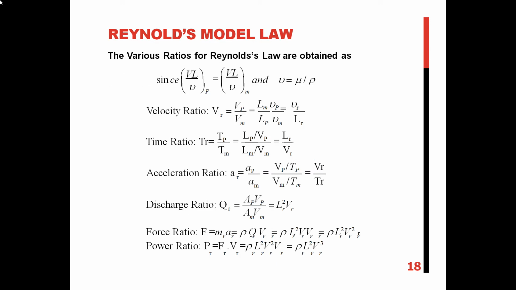The various ratios for Reynolds law are obtained as follows. The velocity ratio Vr is equal to mu r by Lr, the time ratio Tr is equal to Lr by Vr, the acceleration ratio is Vr by Tr, the discharge ratio is L square into Vr, and the force ratio is also given here, and also the power ratio.